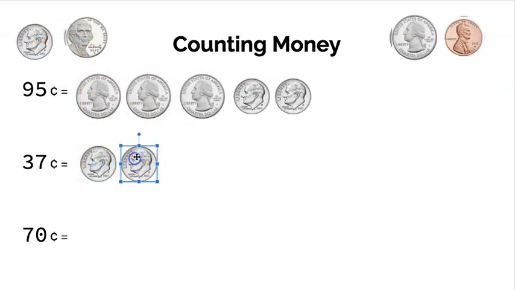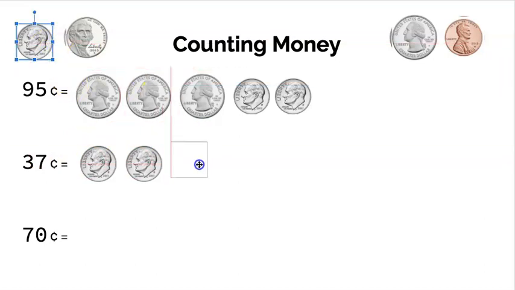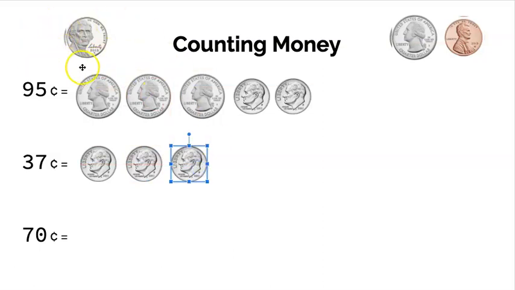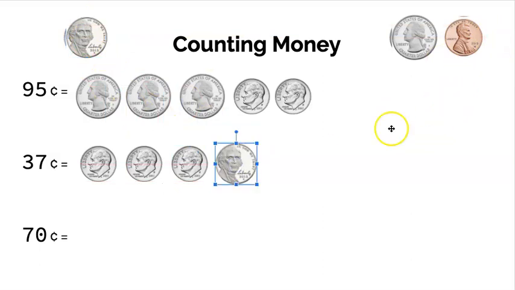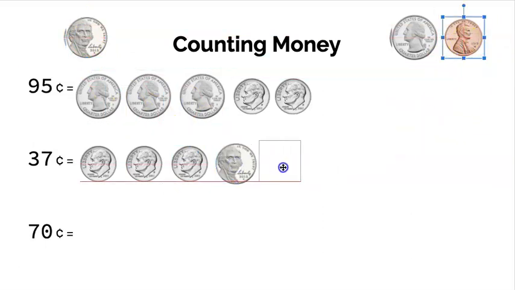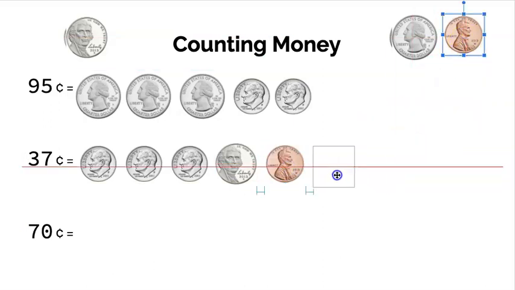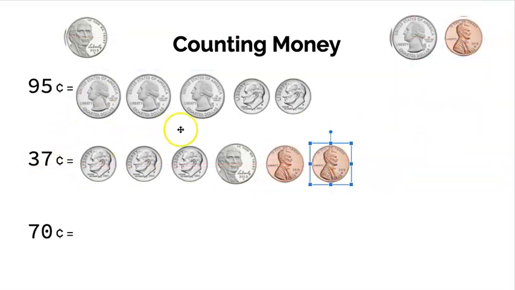Another 10 would be 20, because we got to get to 37. 10, 20, 30. Now another dime would be too much. So 10, 20, 30. All right, I can do 30 plus 7 ones, or I can do 30 plus 5 is 35, and then 36, 37. 10, 20, 30, 35, 36, 37.